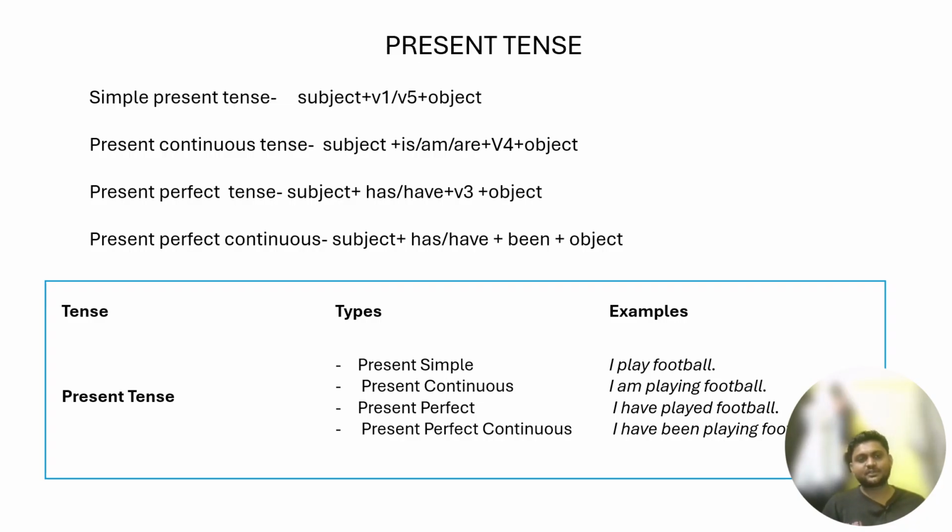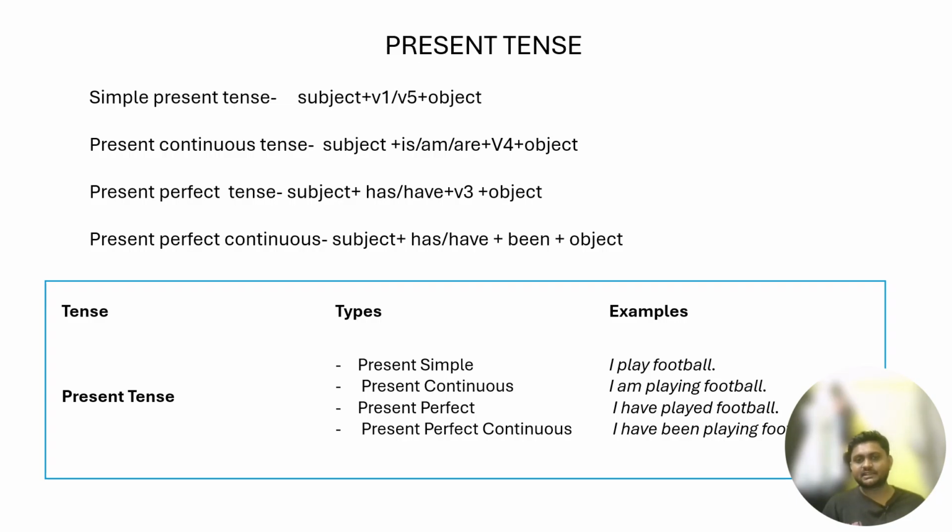Then we have present perfect tense. The structure of present perfect tense is subject plus has/have plus verb's third form plus object. Its example would be I have played, which is V3 of play, plus object, which is football.